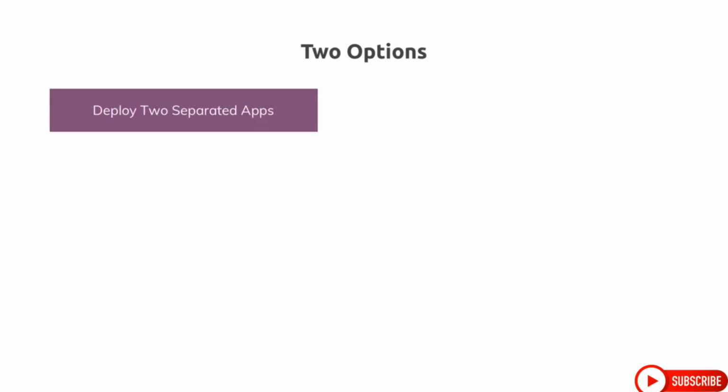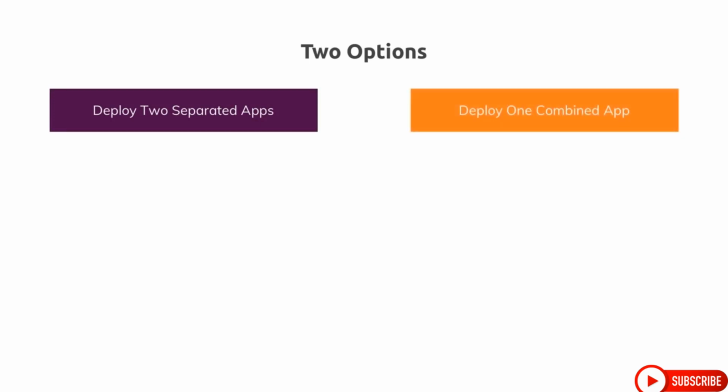When deploying our main application, as we built it in this course, we actually have two options. Option number one is to deploy two separated apps. And option number two is to deploy one combined app. Now, what do I mean with that?